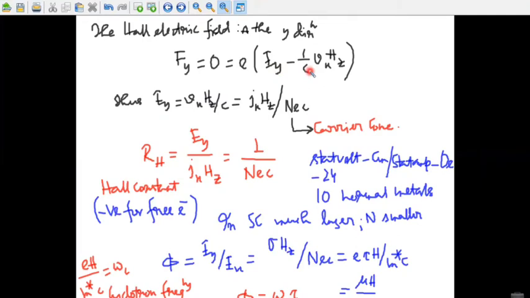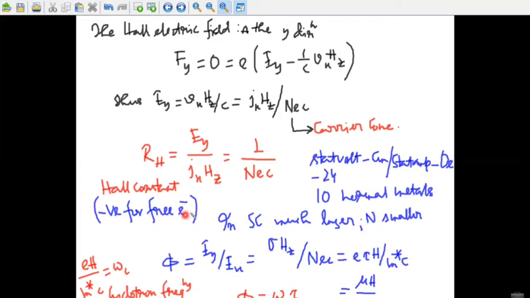And for the geometry as shown in the figure, Ey is equal to Vx Hz upon c, that is Jx Hz upon NEc, where Jx is the current density and capital N is the carrier concentration. So the ratio RH is simply Ey by Jx Hz, that is 1 upon NEc, called the Hall constant, and is negative for free electrons.